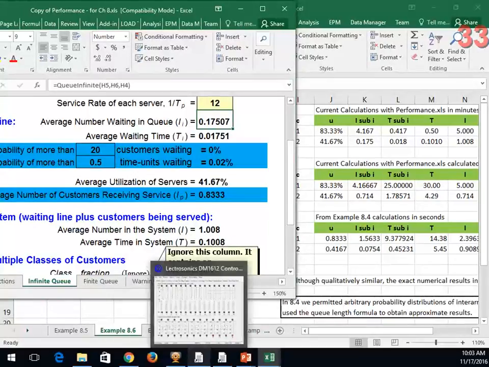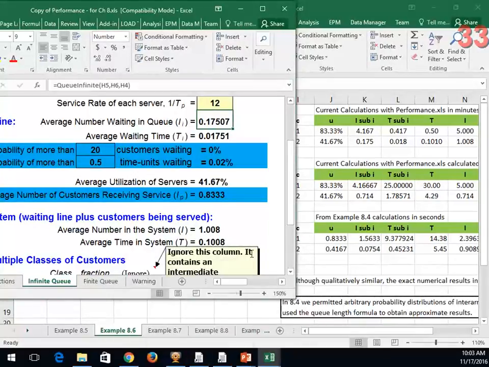All right, so now here's the question. We know that the total number of people in the system is 1.008, and we know that the total number of people waiting in line is 0.175. Can I figure out the total number of people that are in the processing?